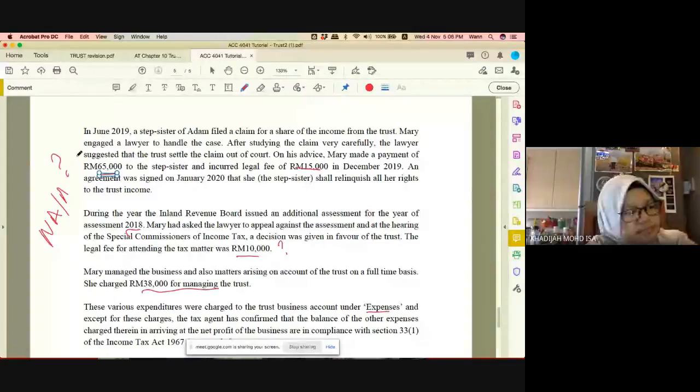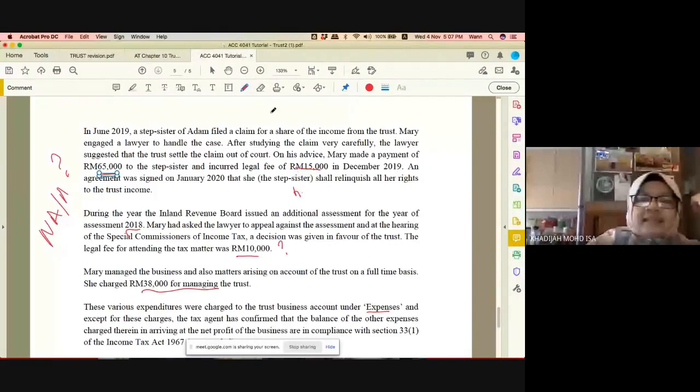Non-allowable. Why? Because in the first paragraph, the expenses incurred are for the claims. It's nothing to do with business income, nothing to do with your source of income which is taxable. So this one is domestic, or what we call personal expenses, so it is a non-allowable expense.